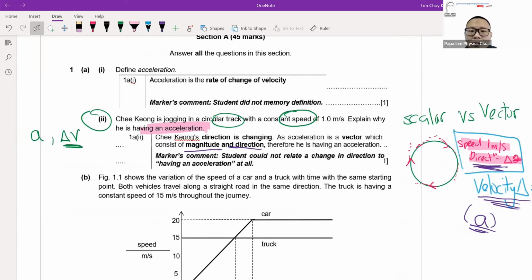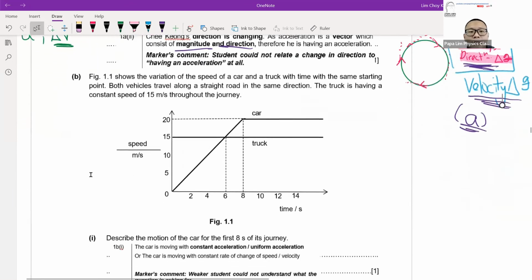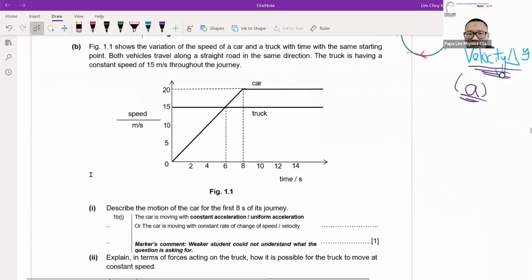So this is where the question requires the students to take note of what it means to be having an acceleration while having a constant speed. The question is asking students to infer the fact that Chikyong is having a changing velocity, aka an acceleration. Now for 1B, a car and truck along the same point, traveling along the same road in the same direction.